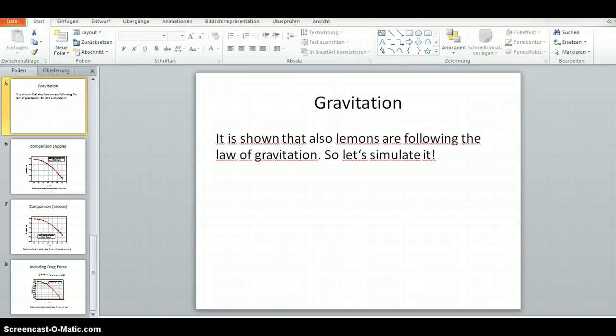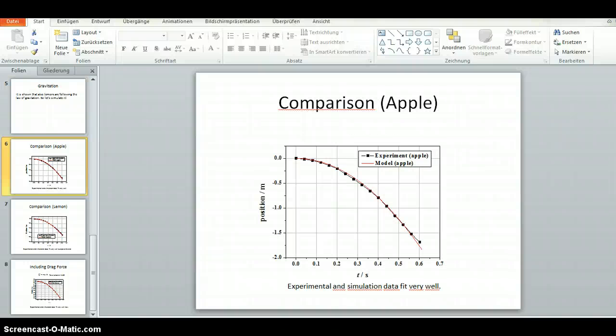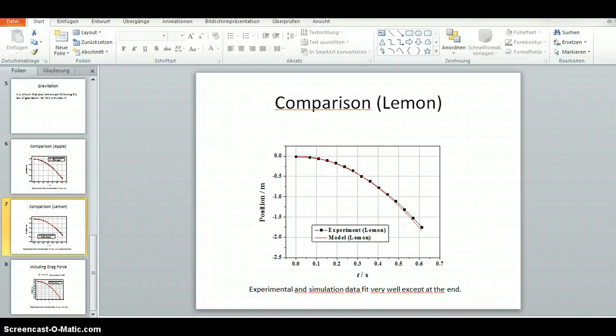Now we can compare the experiment data with the simulation and see that the experiment data and the simulation for the apple fit very well. It is difficult to find an exact position of the falling object because the object is blurry due to high velocities. If we compare the experiment data and the simulation of the lemon, we see that both curves fit also well. But at the end, the curves are not exactly the same.